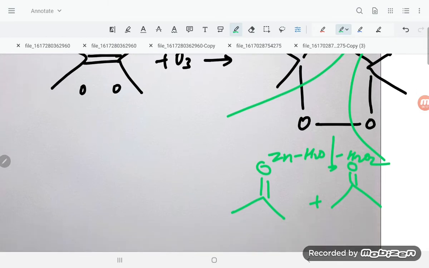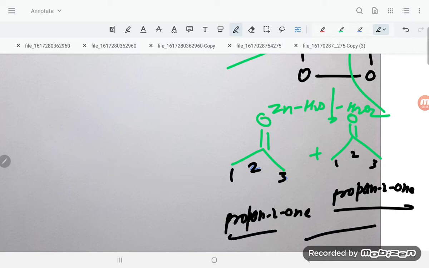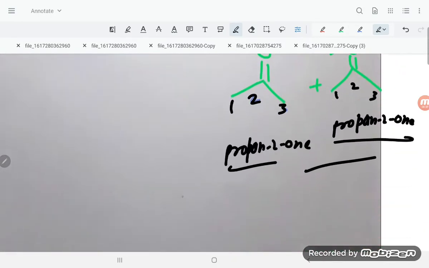Okay, so what is this, student? This is numbering 1 2 3. If you are numbering this 1 2 3, so that is methyl propane, so this is propan-2-one. This is also 1 2 3. This is also propan-2-one. So this is our required product, dear student. So this was example number 4.